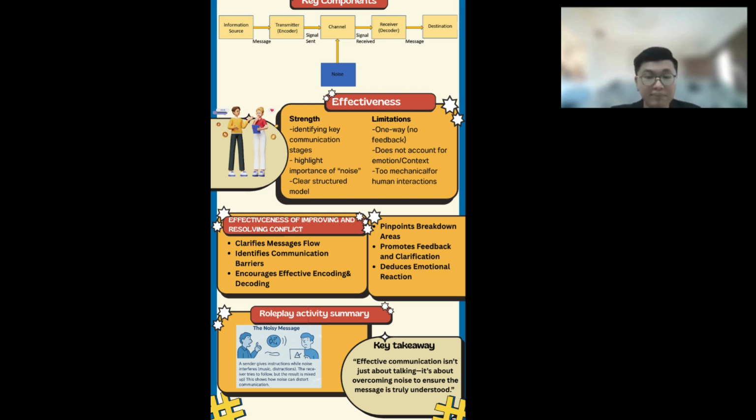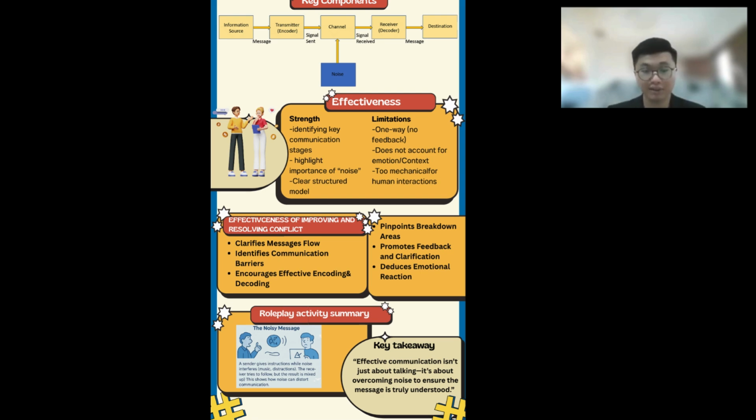Firstly, pinpoint breakdown errors. When conflict happens, we often say it's just a misunderstanding. This model helps us pinpoint exactly where that misunderstanding occurred. Maybe the sender was not clear, or the receiver misinterpreted the message.